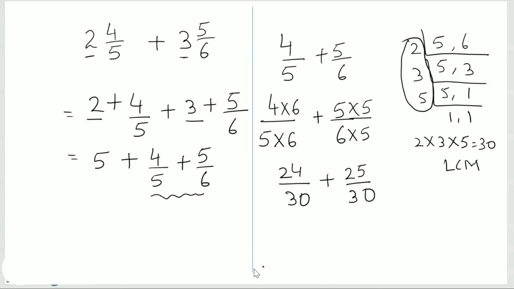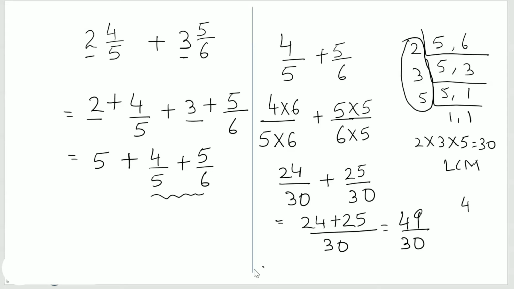So here I would get 24/30 plus 25/30. Now just add 24 and 25. So that's 24 plus 25. Keep the denominator as it is. And we get 49/30. Now it's an improper fraction, so we will just convert it into a mixed fraction.